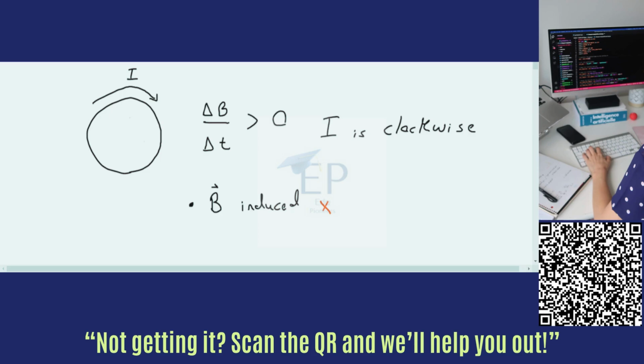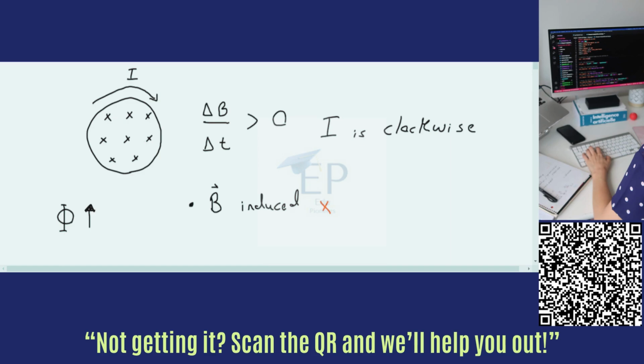So the first possibility is that our loop was sitting in a magnetic field that's pointing into the page. And now let's imagine that this magnetic field was increasing in strength, right? So if it was increasing in strength, that means that the flux would also be increasing over time. So the flux would be increasing into the page.